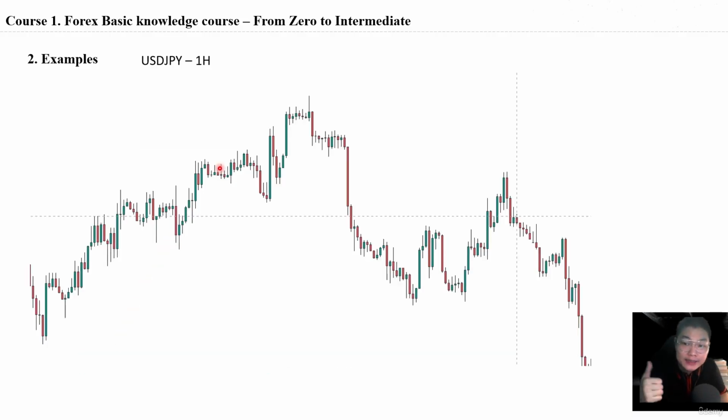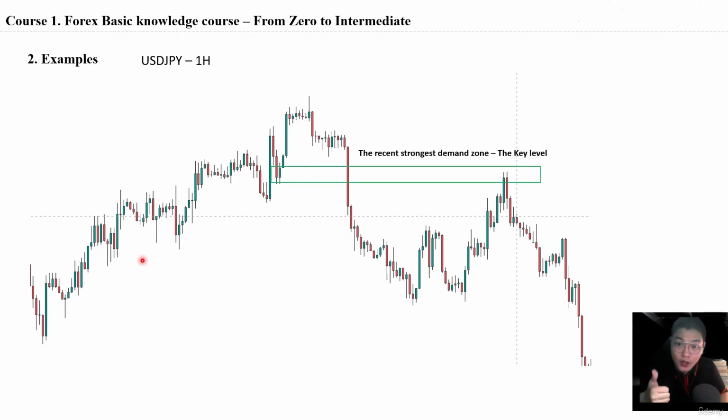And the next one is an example on the USD ZBY on 1 hour time frame. You can see from the left side to the right side, we have the market structure like the higher high and the higher low. Therefore, at this time, you can define the last demand zone of the market. And here is the recent strongest demand zone, and you also call it the key levels.